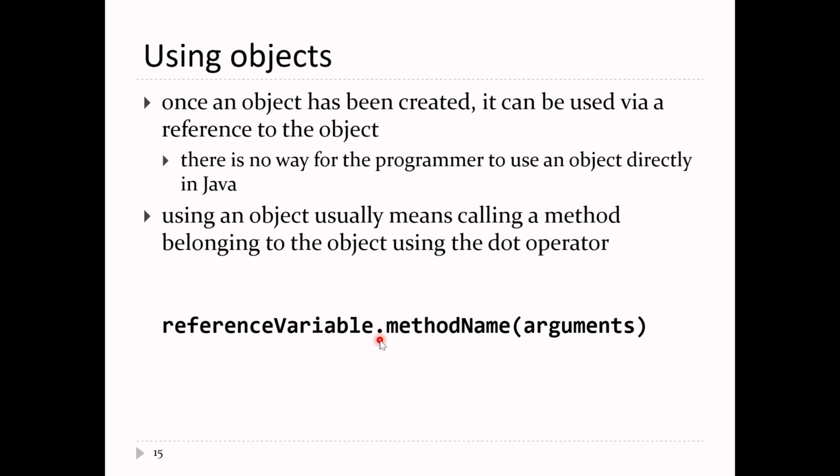And it's always the dot operator to call a method belonging to the object. So there's no arrow in Java, which you would use if you had a pointer to a structure, for example. So it's always the dot.